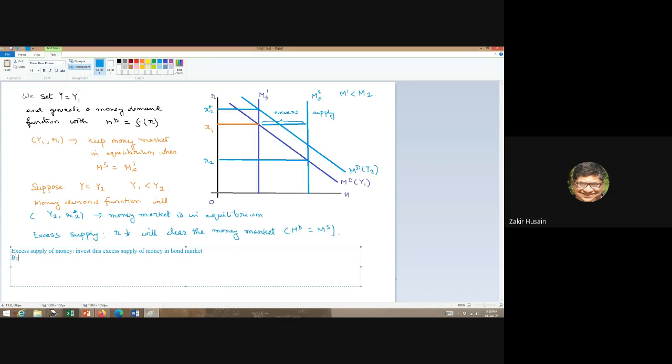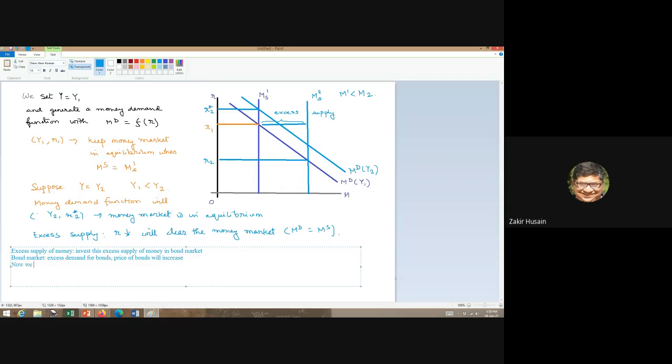Okay. So in the bond market, what do we have? Excess demand or excess supply? We want to purchase bonds. Yeah, more demand. So we will have excess demand for bonds. If you have excess demand in any market, what will happen to price? It will go up. Yeah, the price of bonds will increase.